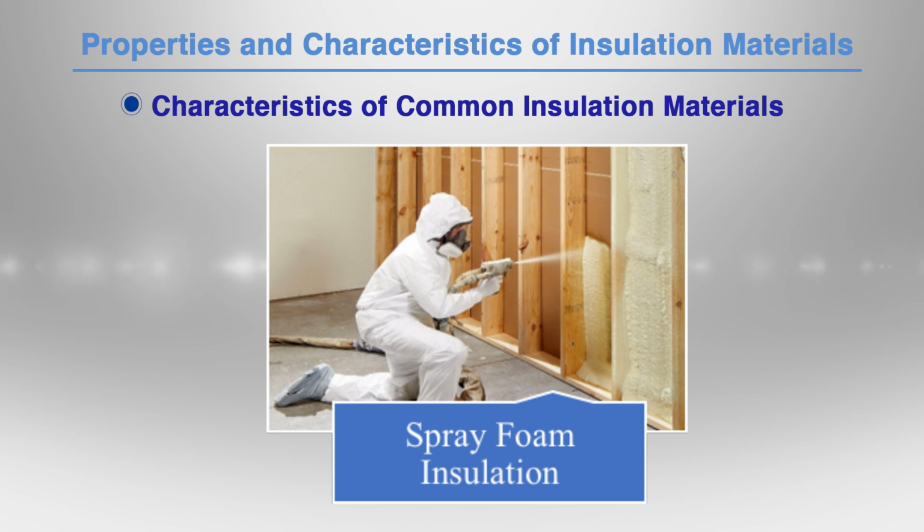Fourth one is spray foam insulation, made from polyurethane. It has characteristics like high R value, excellent air sealing and moisture resistance, and is available in open cell and closed cell foams. It is ideal for sealing gaps, insulating walls, roofs and around pipes.